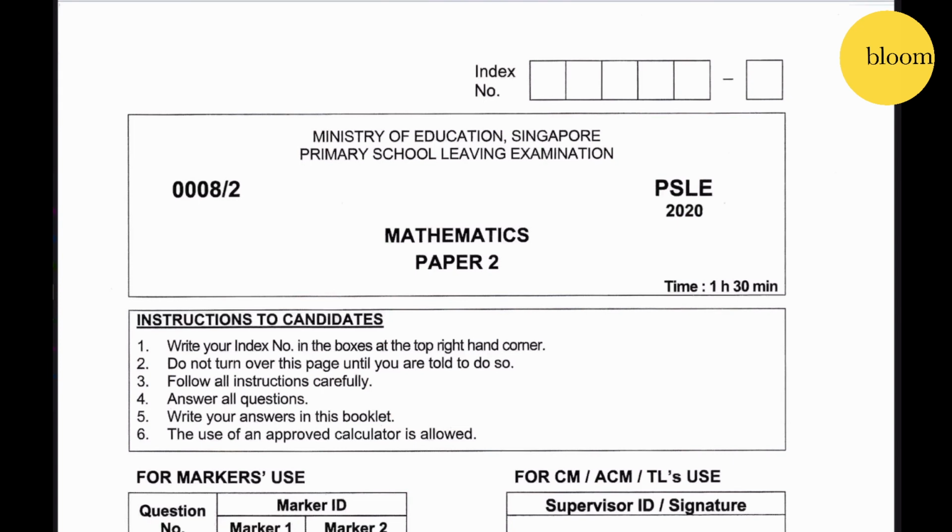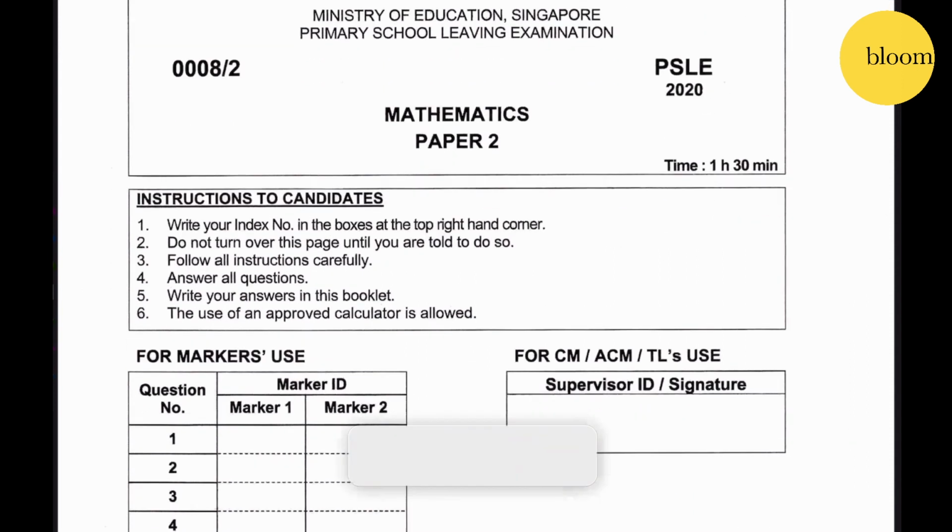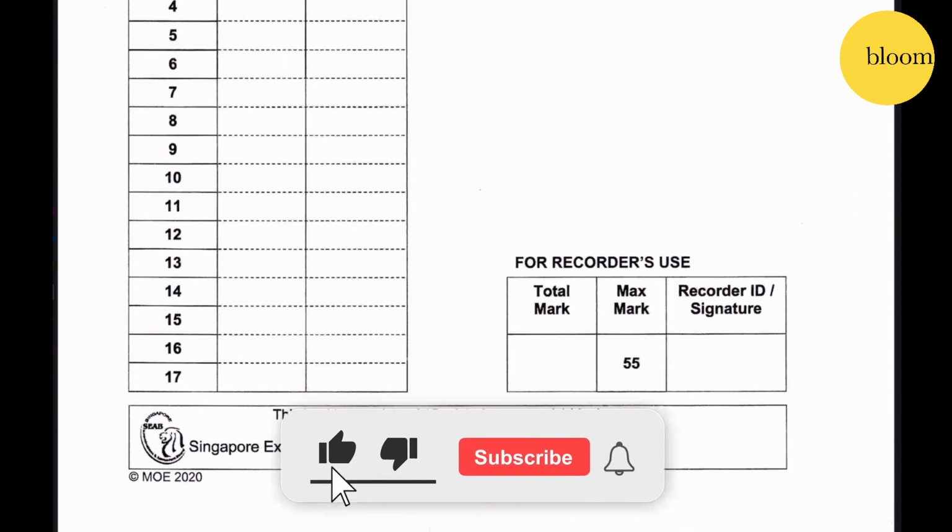PSLE 2020 Mathematics Paper 2. Time is 1 hour 30 minutes. There are 17 questions.